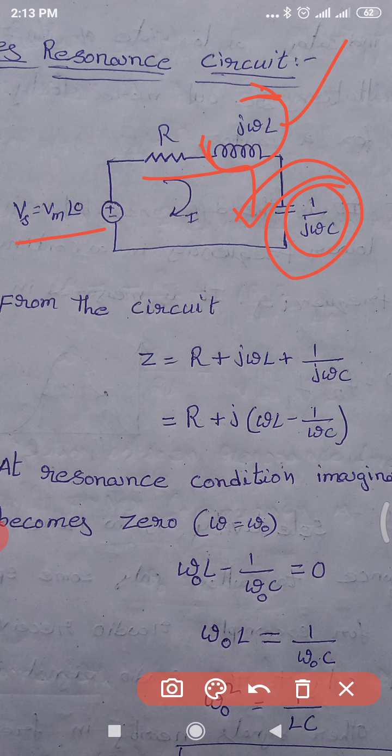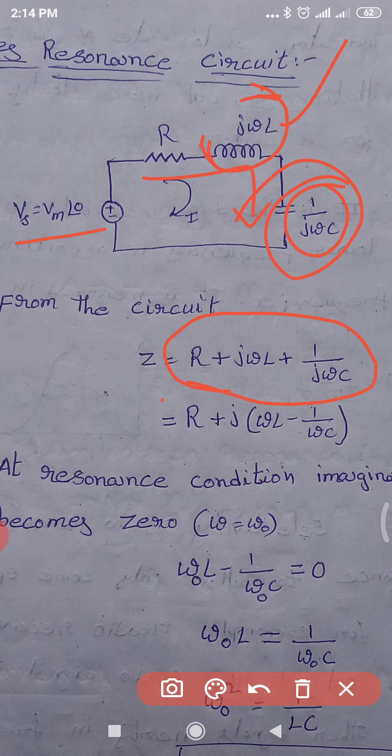How can we calculate this impedance? R, j omega L and 1 by j omega C are connected in series. If R1, R2, R3 elements are connected in series, then the equivalent resistance is R1 plus R2 plus R3. Similarly, here the three elements are connected in series, so we add these three elements, and the impedance of the circuit Z is equal to R plus j omega L plus 1 by j omega C.